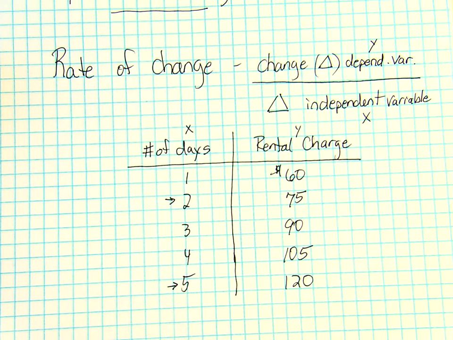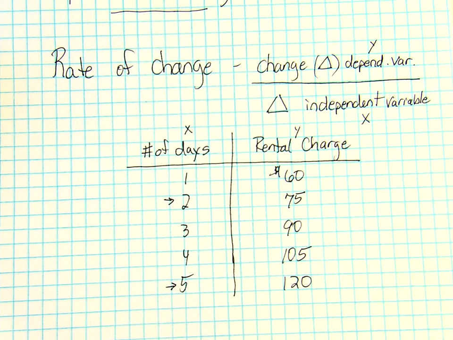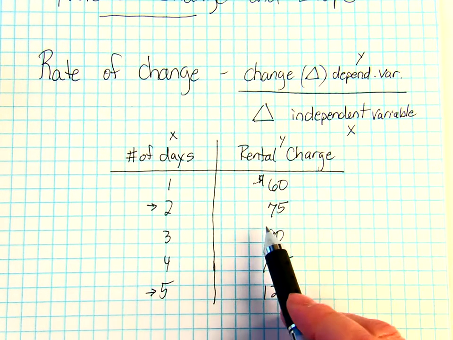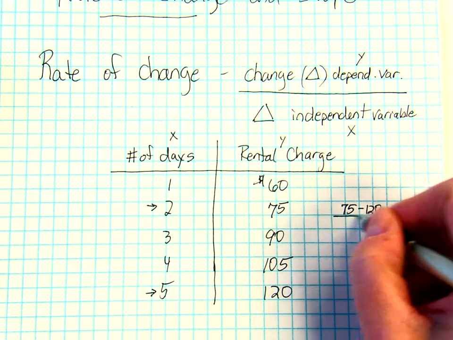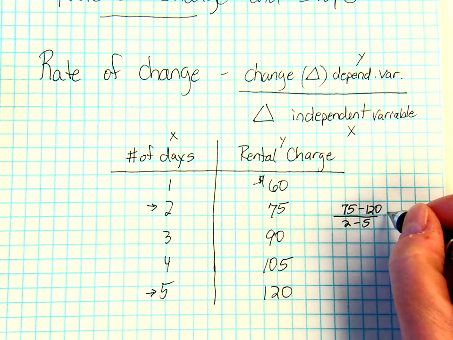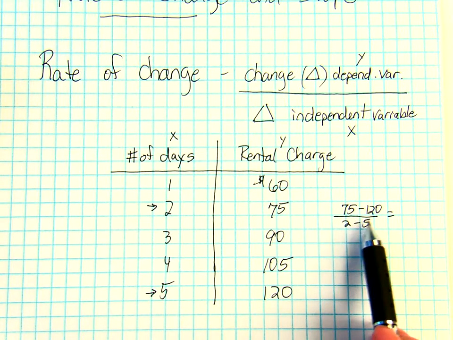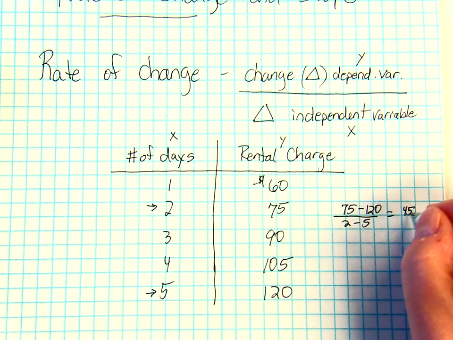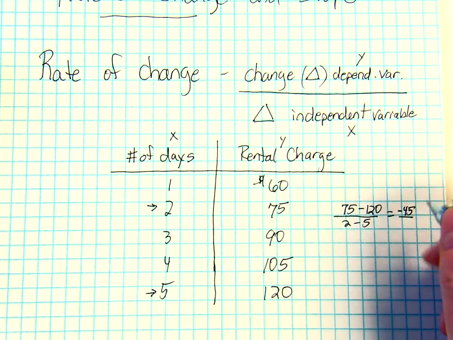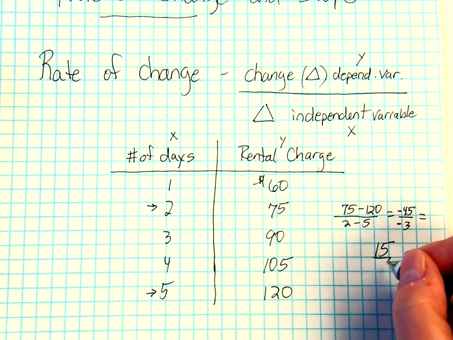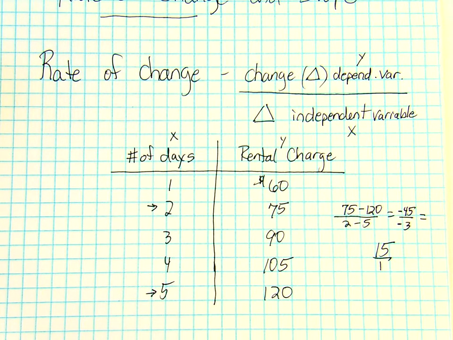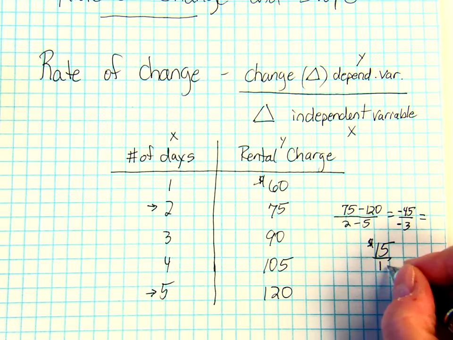Now, it honestly doesn't matter which goes first, and I will show you why. So let's say we are starting at our 75 minus 120 over 2 minus 5. This is going to equal negative 45 over 2 minus 5, which is negative 3, which is equal to a positive 15 over 1. So our rate of change is $15 per day, for 1 day.